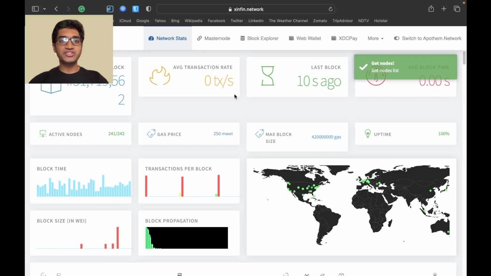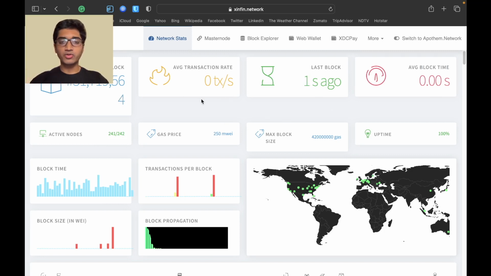The second one is average transaction rate. Now, although this shows 0 transactions per second, we can clearly see it's more than that because there are transactions that are happening. That's because this parameter takes some time to load. So if you let this website stay on your browser for a few minutes, these parameters will load completely. But average transaction rate tells you the amount of transactions that are happening per second on the network.